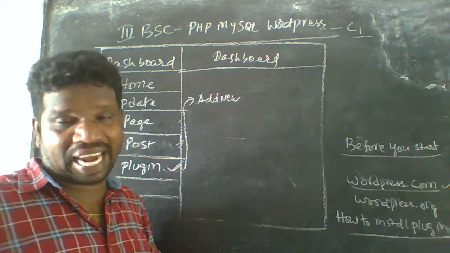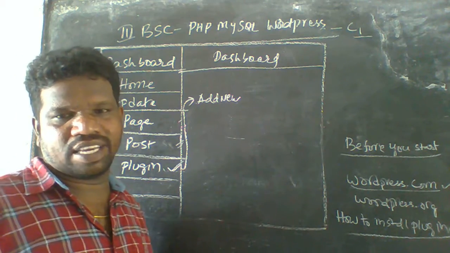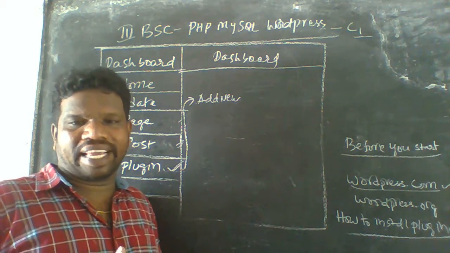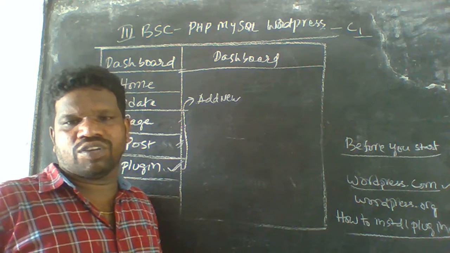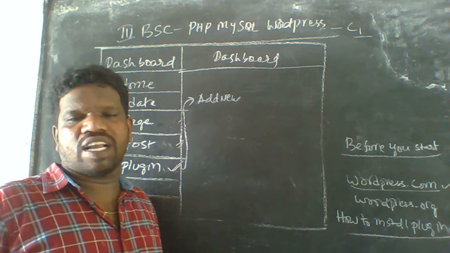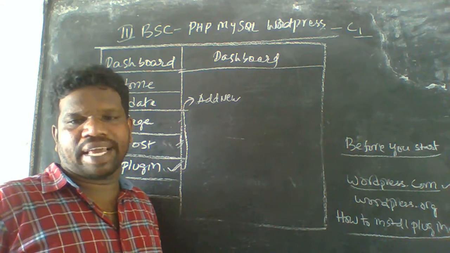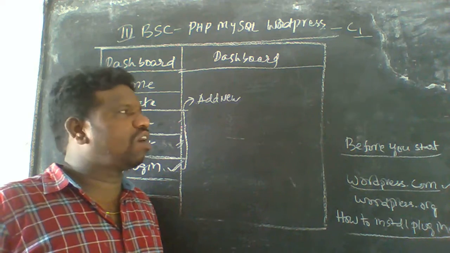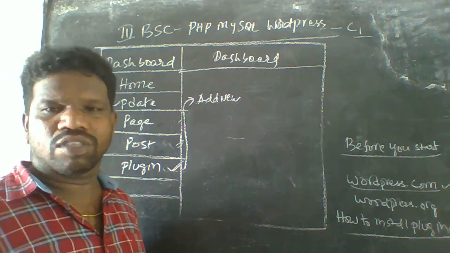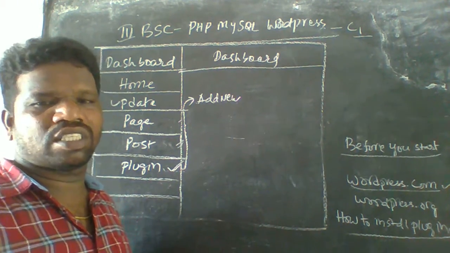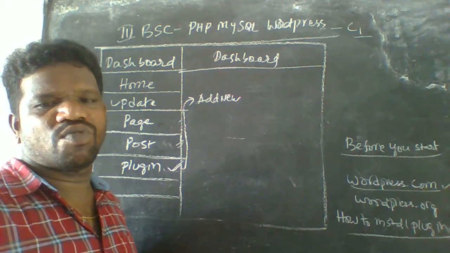Whenever we click this, the upload plugin option becomes available. This will reveal the plugin upload form. Here you need to click on the Choose File button and select the plugin file you downloaded earlier on your computer. So these are the steps we have to follow.